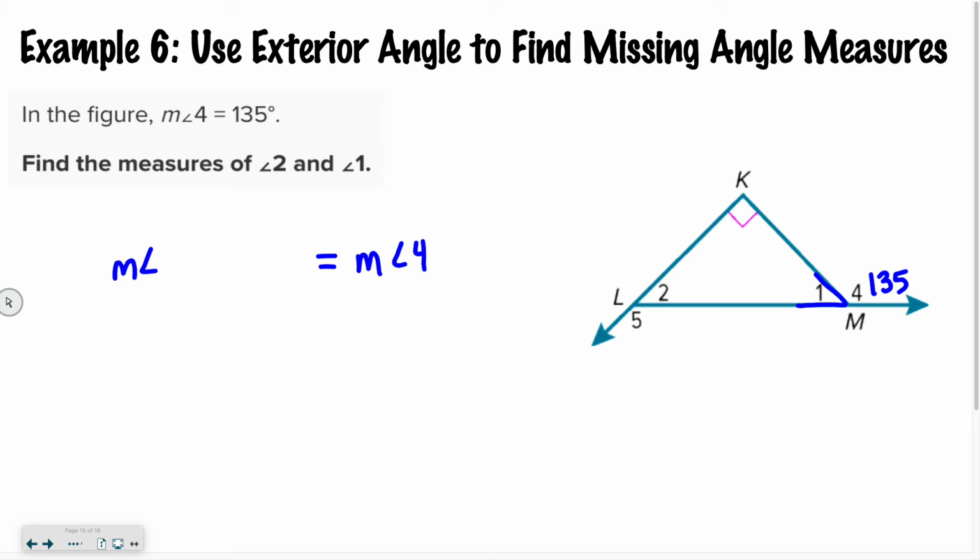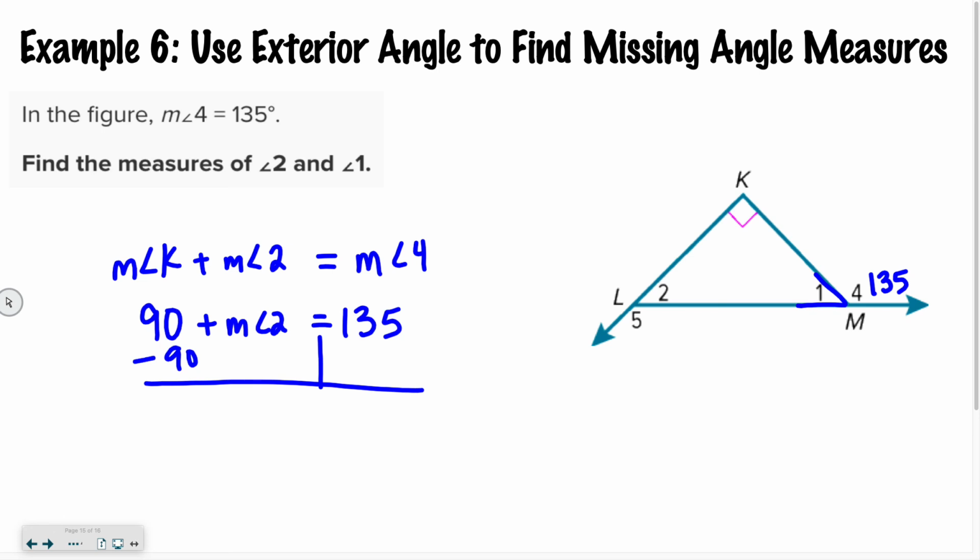So in this case, the measure of angle K plus the measure of angle 2. So the measure of angle K we know is 90, plus the measure of angle 2 we don't know, but the measure of angle 4 we know is 135. So it's still using that same formula, but it looks a little different than the last example we did. So we would say 135 equals 90 plus the measure of angle 2, and then you would just subtract 90 from both sides. So the measure of angle 2 equals 45.